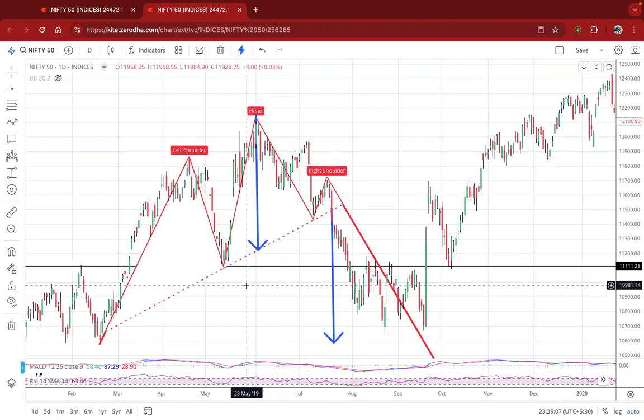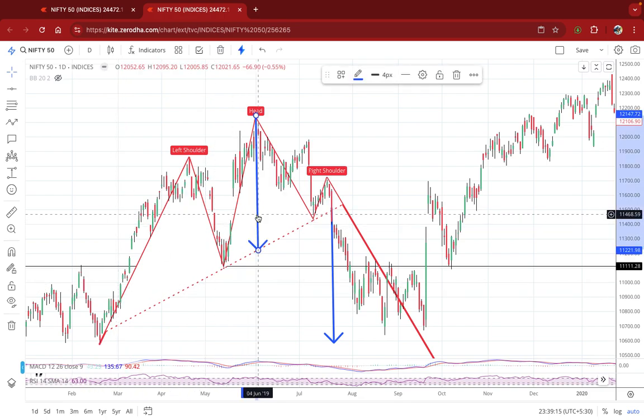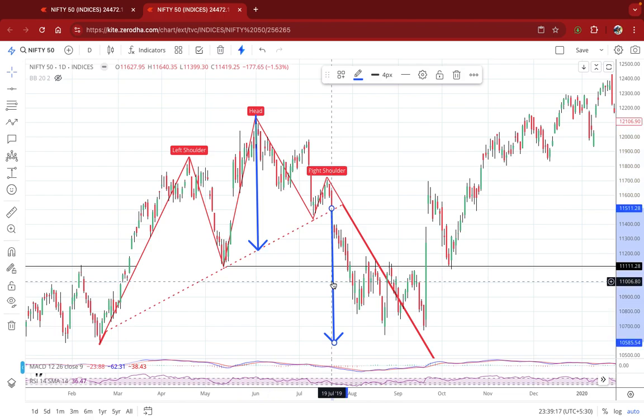But if you go back, here again, this is happening in June 2019. We have a head and shoulder being formed. And again, if you see the target, which is here, then I clone it here and put it.